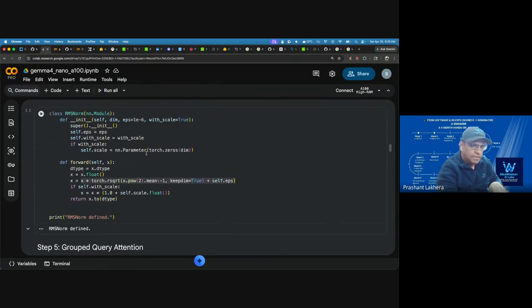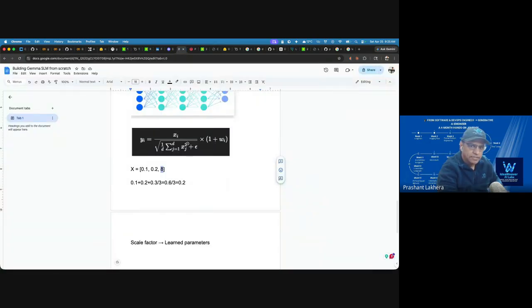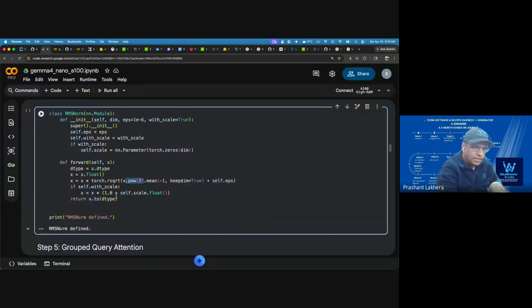So this code is pretty simple. What we are doing over here, like x dot torch, there is a function called square root. But when you do r square root, that means 1 divided by the square root. So what we are doing is x to the power of 2, mean, minus 1. This is the same thing which is present in this formula itself. Then we are adding the epsilon, and then we are adding the scale factor, but we are not adding the scale factor for all conditions, just for the condition where it becomes so small that we need to add the scale factor to it. That's it.